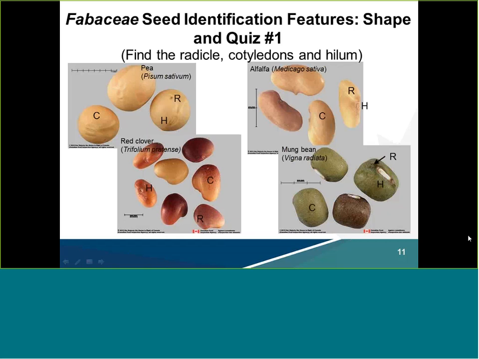Here are the answers. So find the radical, cotyledons, and hilum, and guess at the name. Hopefully you got some of the names right. If not, that's fine. You will absolutely encounter these during your work, I'm sure, most if not all of them.